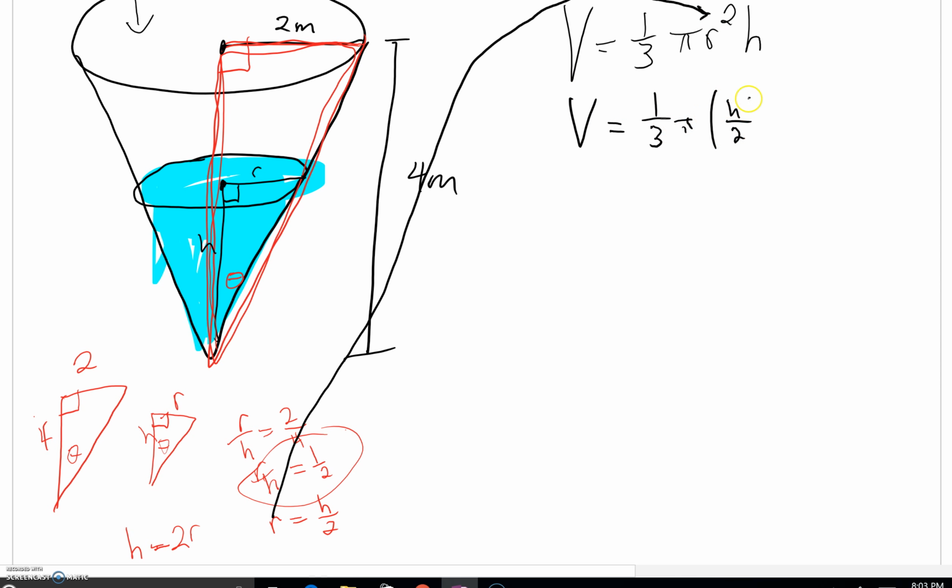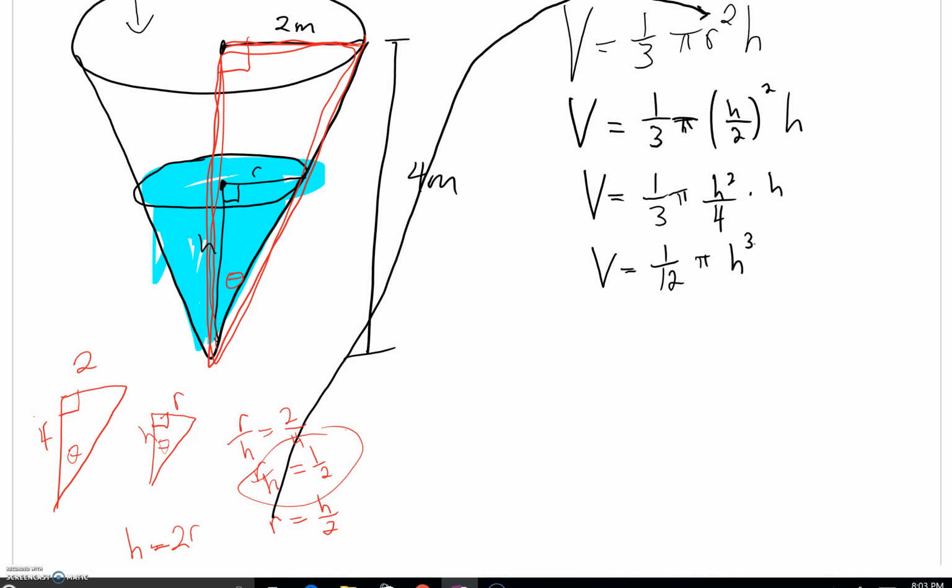You might think, why? Why are you doing that? Well, now I no longer have R in this equation. The only thing I have left are h's. And that's honestly what I'd like to have. Let's clean this up. We will have h squared all over 4 times an h. V then would be 1/12. We'll have a pi, and then we'll have h to the third. What's the benefit? We're down to just 2 variables. I can take derivatives now, and it won't be so bad.